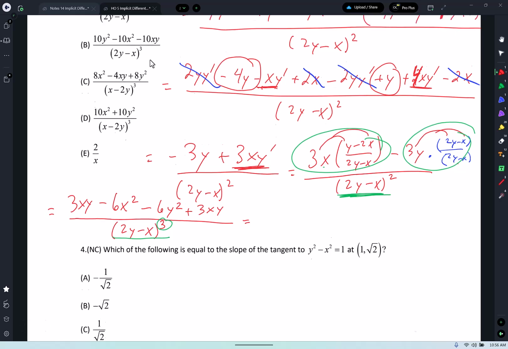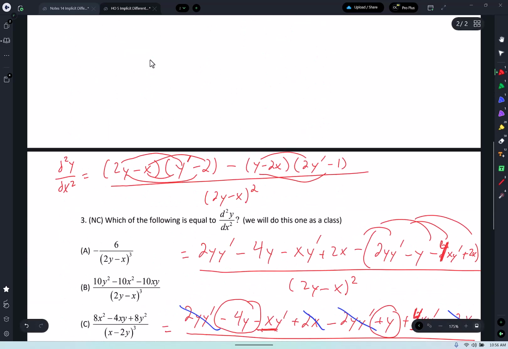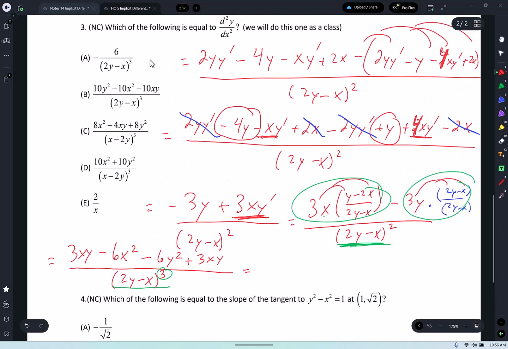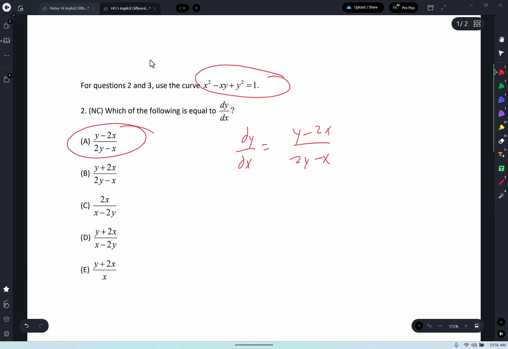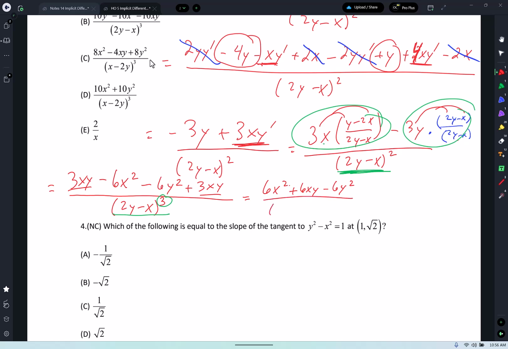Those guys are so tricky. All right, so I'm going to factor out. Is there one that's doubled? Doesn't look like it. Okay, add them up. 3 and 3, and I'm going to write it like this: 6x squared plus 6xy minus 6y squared over 2y minus x to the third power.